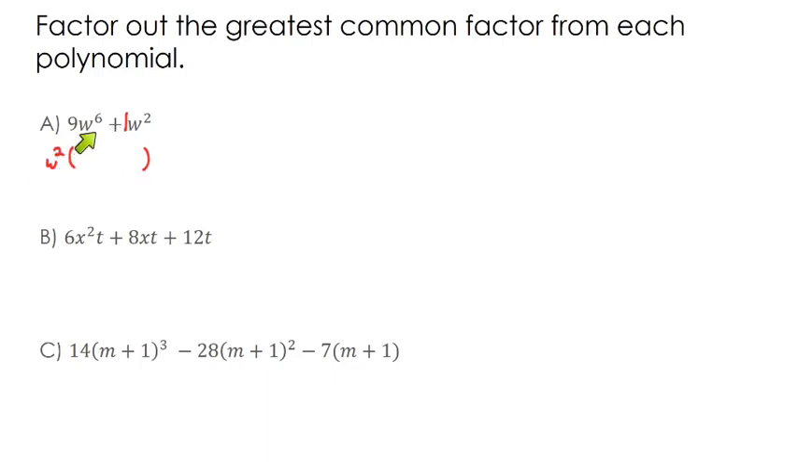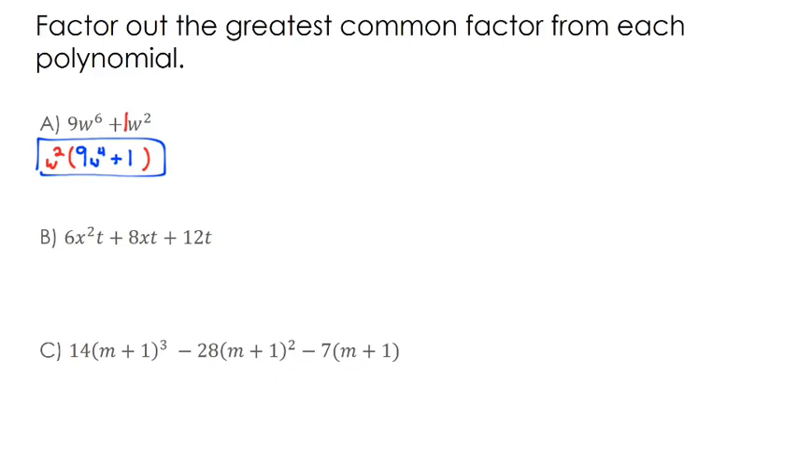And so now I'm just thinking, what's 9w to the 6th divided by w squared? Or you can think of it as w squared times what gives you 9w to the 6th. And hopefully you're saying that's 9w to the 4th. And then what's w squared divided by w squared? Well, that's just a 1. So this would be the factored form of this binomial up here. And if you ever weren't sure if this was equivalent, you could just distribute that w squared back into the parentheses and see if you end up there.